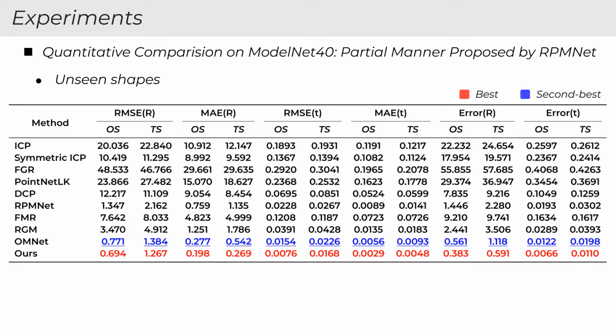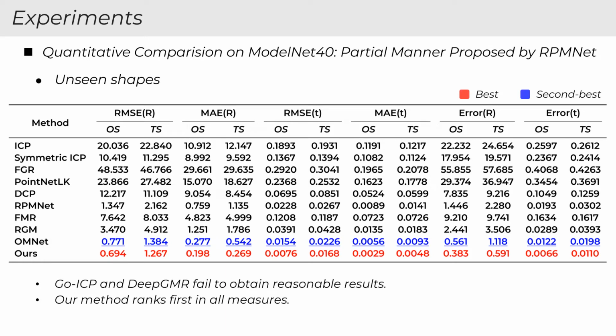First, we evaluate all the models on the ModelNet40 dataset, and use the data generation manner proposed by RPMNet. All the learning-based methods are trained and tested on the same categories without noise injected. As shown in the table, our method ranks first in all measures. Note that GO-ICP and DeepGMR are missing since they failed to obtain reasonable results.